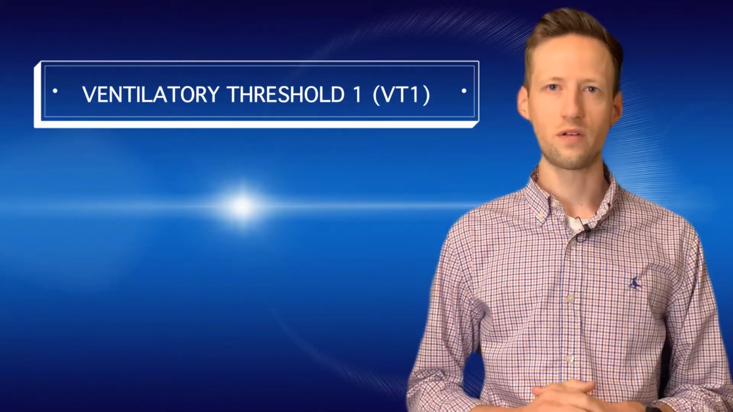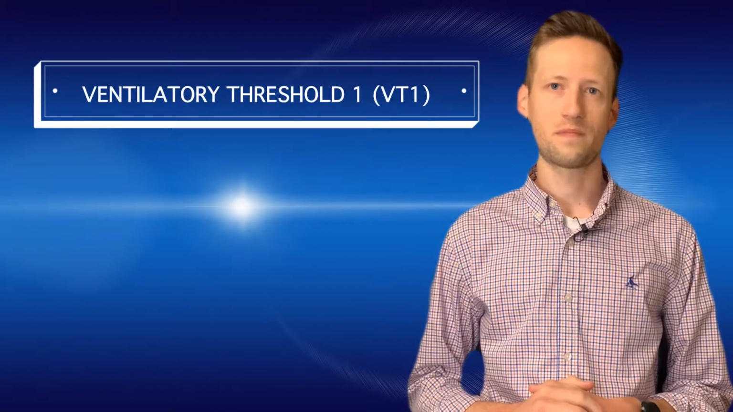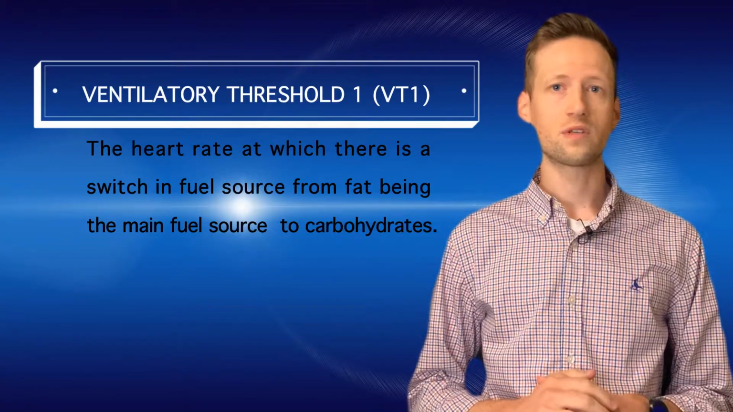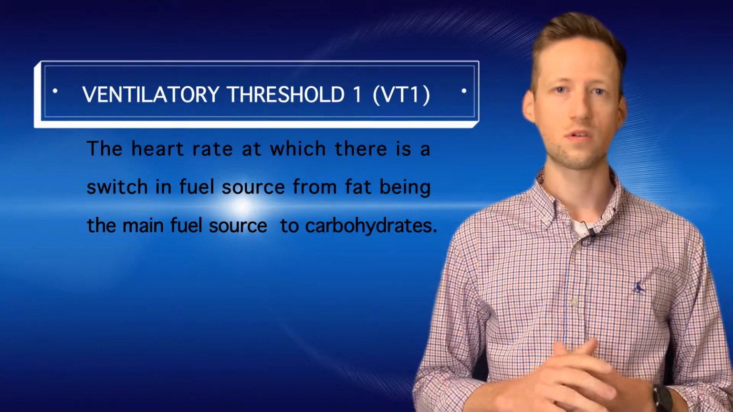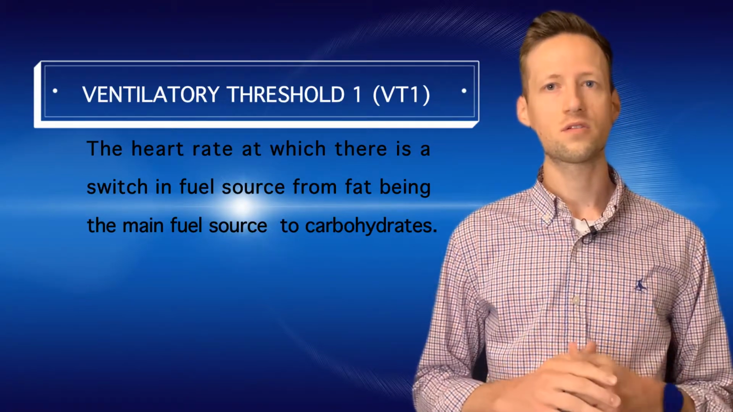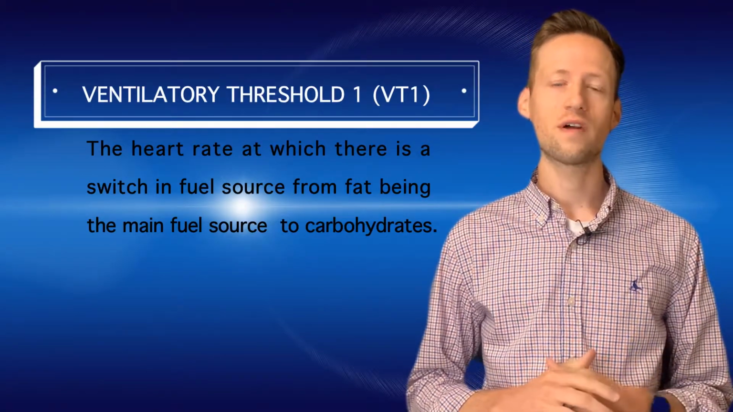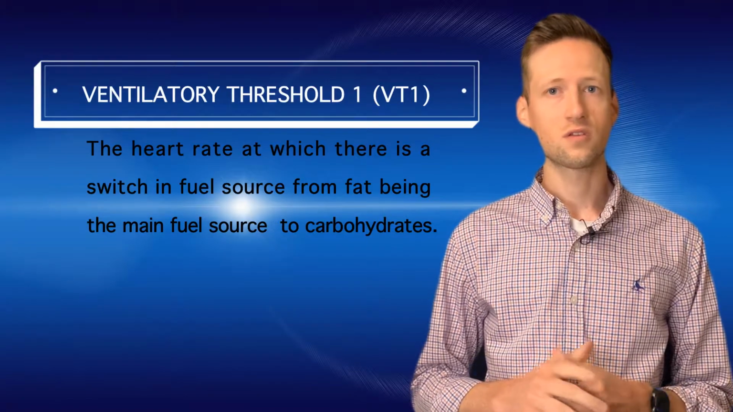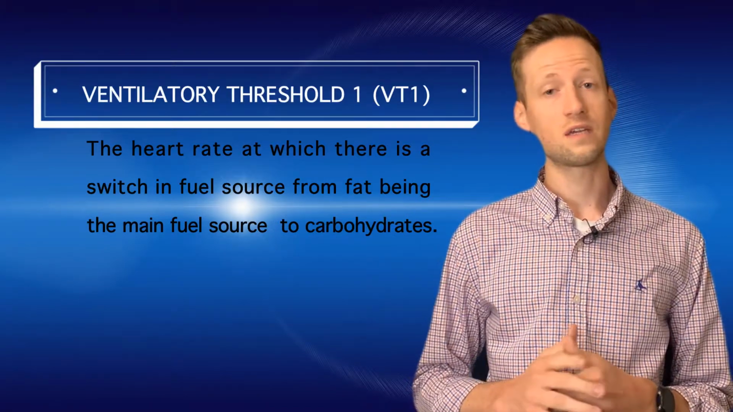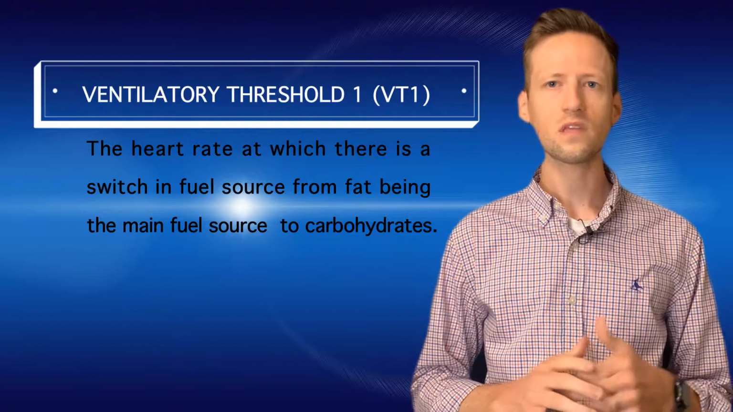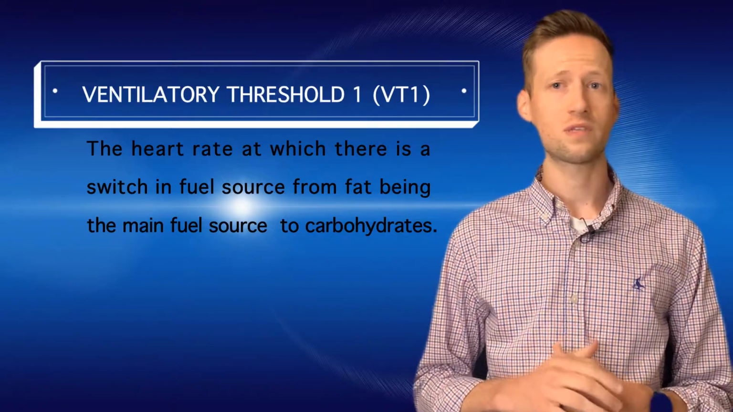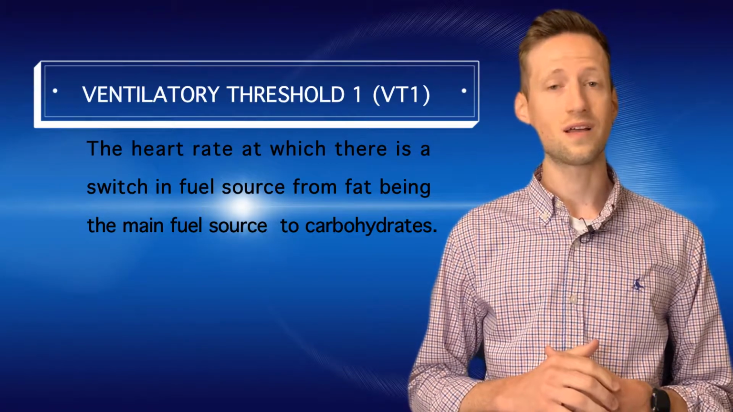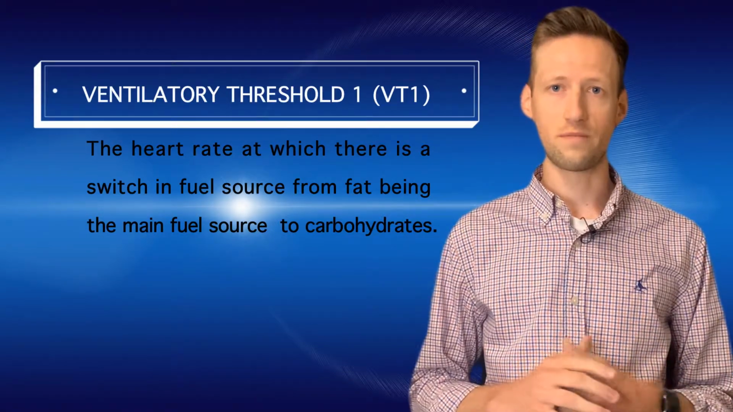The first value listed is Ventilatory Threshold 1, also known as VT1. This value is the heart rate at which there is a switch in fuel source from fat being the main fuel source to carbohydrates. This occurs when the breakdown of fat can no longer provide the energy needed fast enough, so carbs have to take over as they can be broken down quicker. Now, this is defined as the point at which carbs become greater than 50% of the fuel source and does not mean that fat is not being used at all.